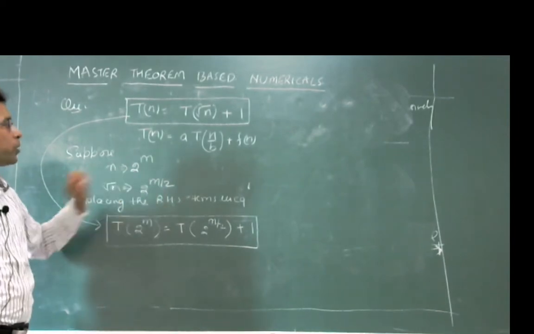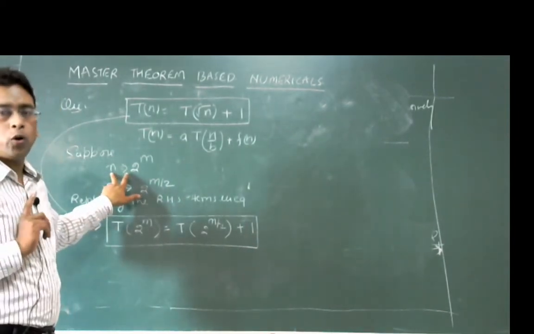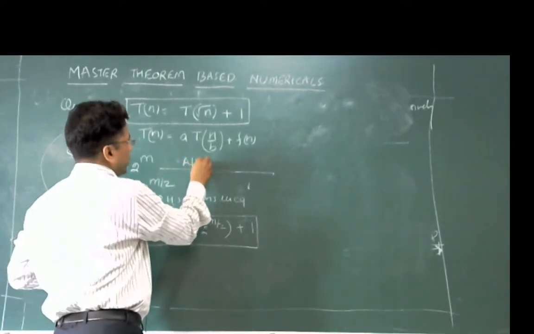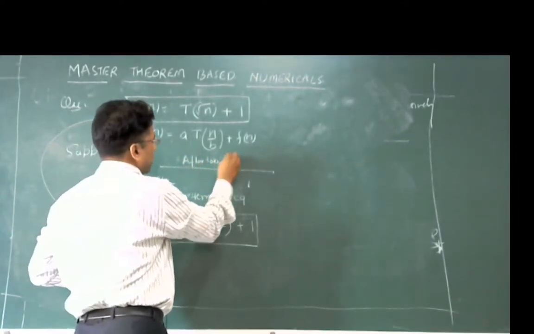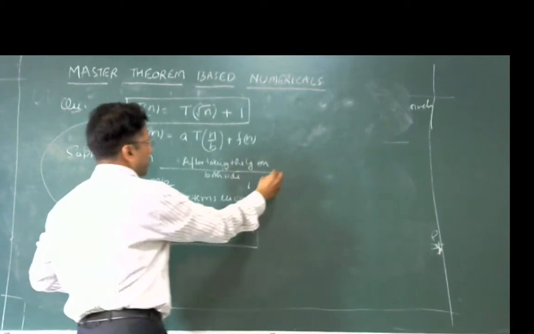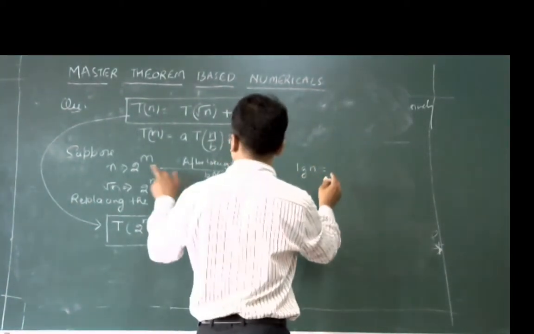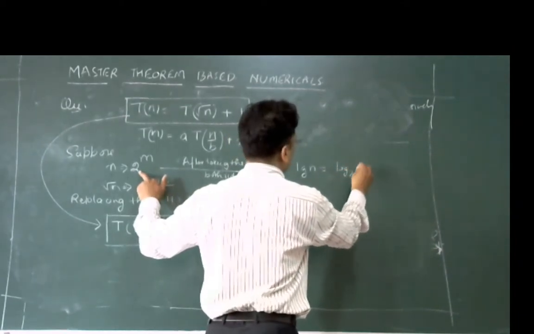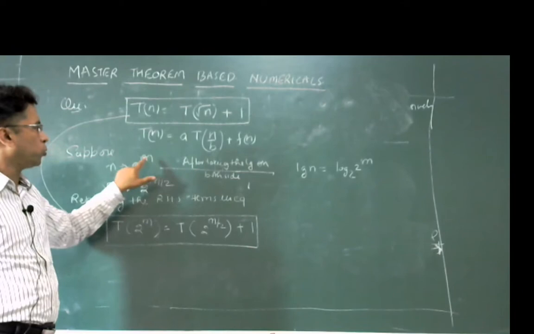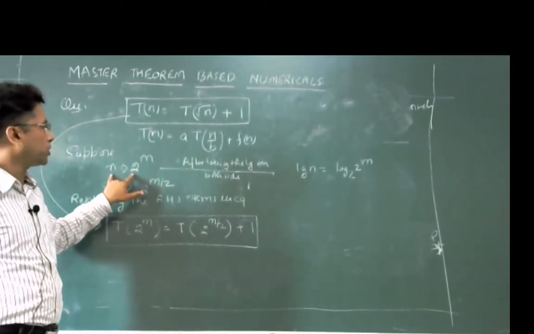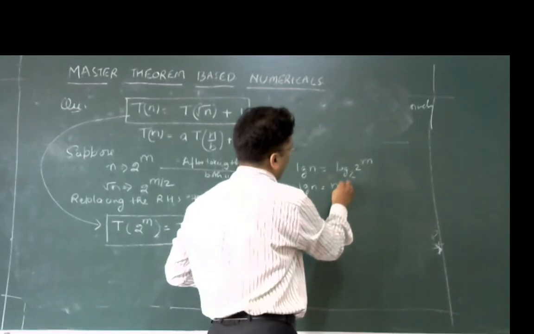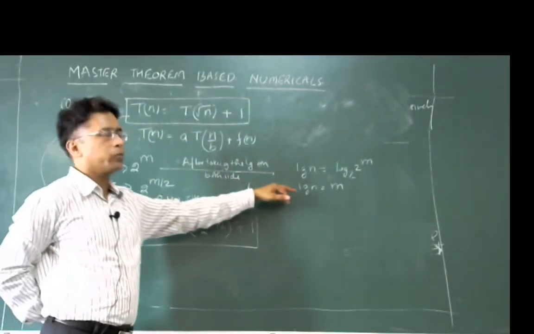Now just take the same equation and take the log base 2 of both sides. After taking the log on both sides, log n equals log 2 raised to the power m. Here we have replaced n with 2 raised to the power m, and if we take log of both sides, then this equation becomes log n is equal to m.